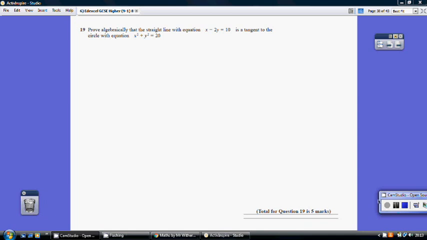question 19. So we've got to prove algebraically that the straight line with this equation is tangent to this circle. Now, if it's a tangent, they only meet once. They only intersect once. So what we're going to do, we're going to arrange these, set them equal to each other, solve it, and show that as we've only got one solution, it must be a tangent.